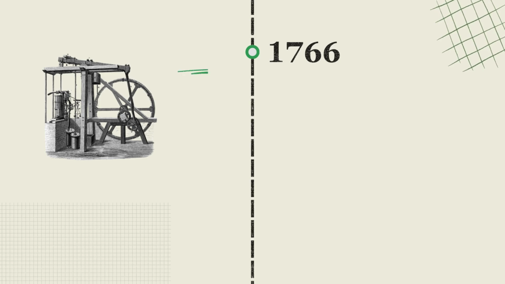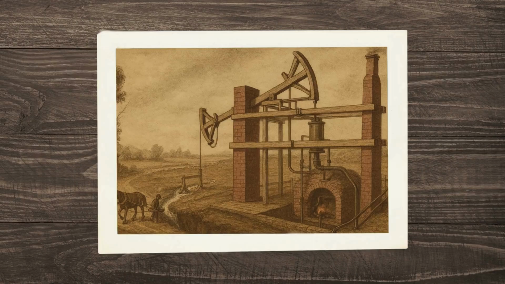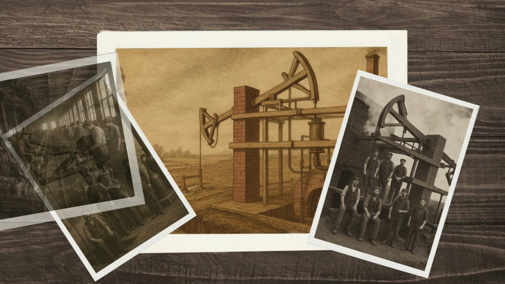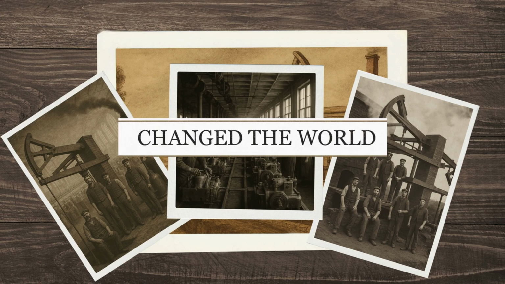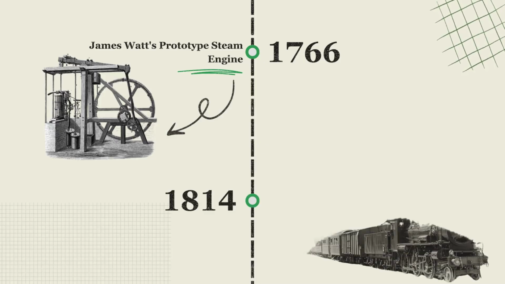In the 1760s, James Watt built a steam engine, not to power a car, but to pump water out of mines. That steam engine kickstarted the Industrial Revolution. It powered factories, fueled production, and quite literally changed the world. But then, someone asked a new question. What if we could make it move?